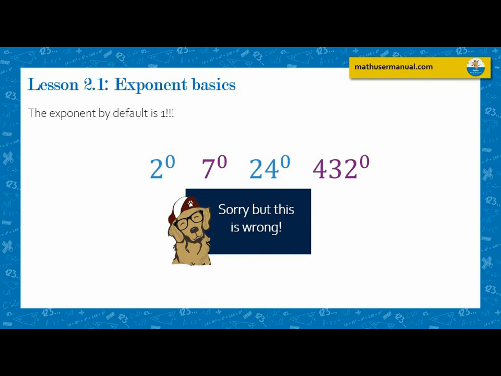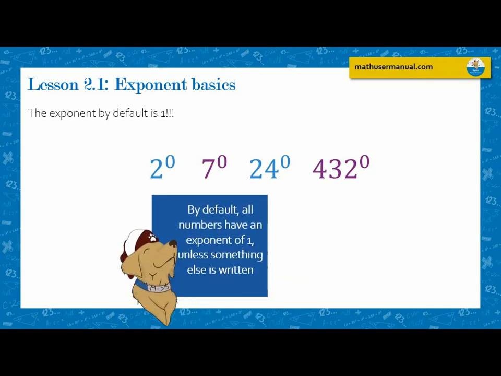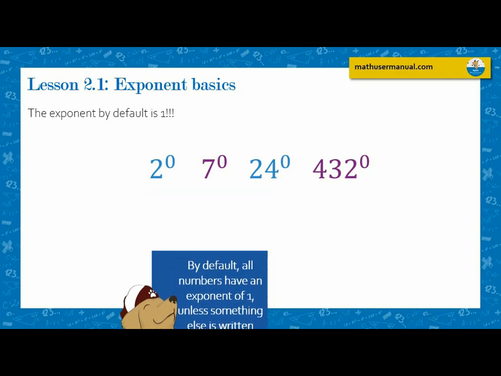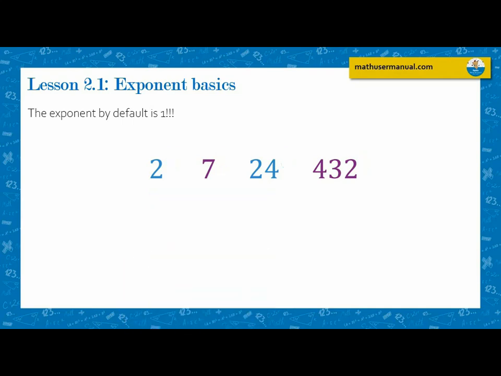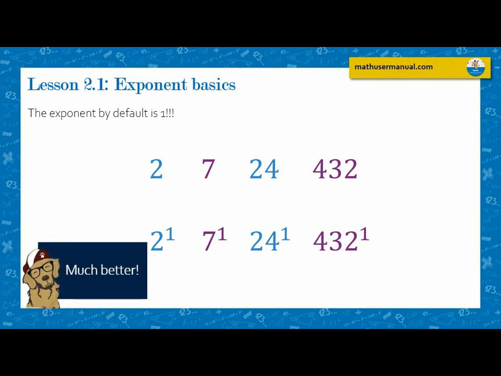This is a very common mistake. When we do not see an exponent on a number, it is actually an exponent of 1, because by default, all numbers have an exponent of 1 unless there is another exponent written, of course. That being said, these are not zeros, these are actually 2 to the power of 1, 7 to the power of 1, 24 to the power of 1, and 432 to the power of 1. And this is how we write numbers without exponents.